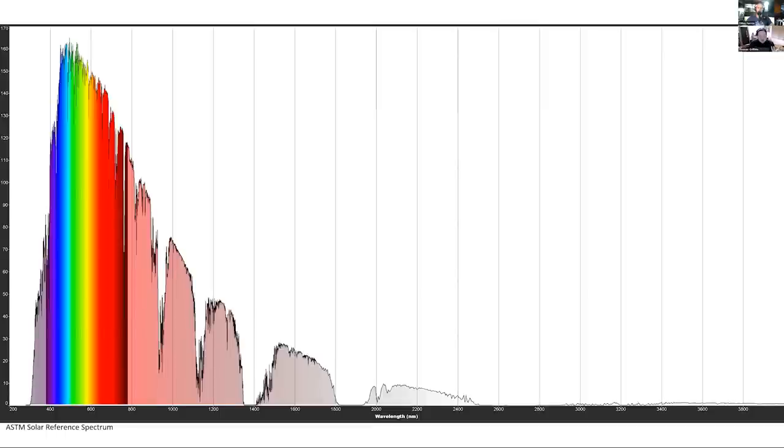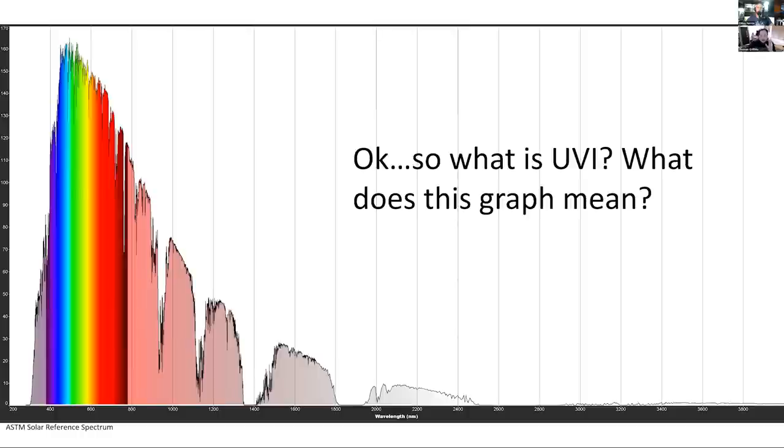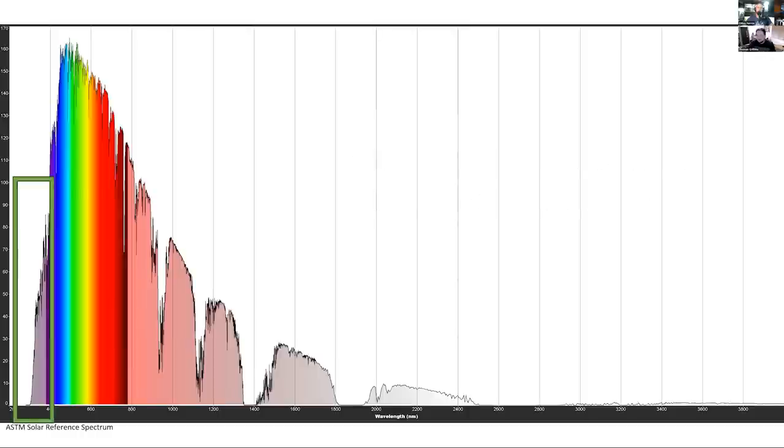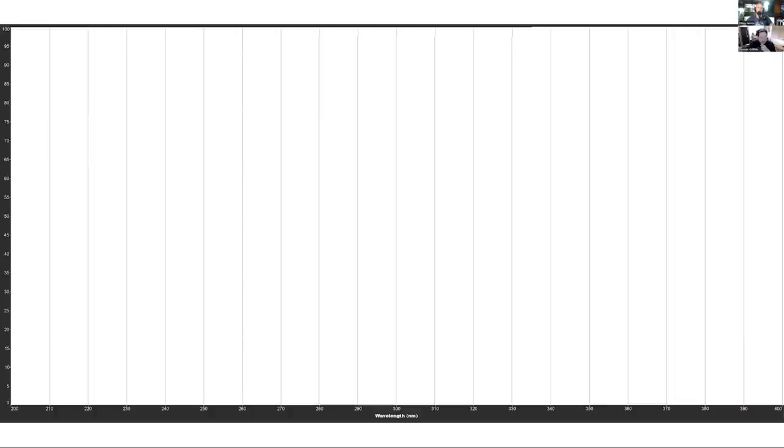So we can talk about UVI. You mentioned UVI when we agreed to have this chat. And UVI is in relation to this part of the spectrum here, the shortest end of the spectrum. The UV side. The ultraviolet side, correct. So we can zoom in on that, and I've zoomed in on that here. Just to reorient ourselves, we've got the intensity across the left-hand side, and you can see the numbers are a bit different on this graph.